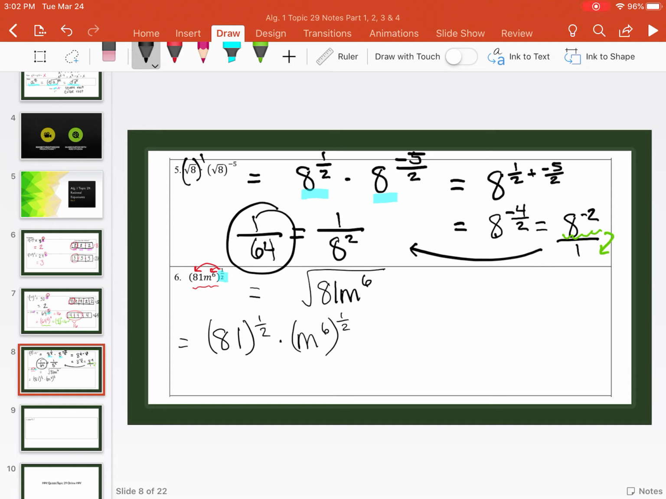Now 81 to the 1/2. We can use a chocolate bar if you would like. That means a number times itself gets us 81, which we know is 9. We only want one of them. So 9 is going to be our coefficient. Now here, when we have a power raised to a power with our variable m, that means we need to multiply the exponents. So 6 times 1/2. This can really be 6/1, if that helps make it a little bit easier. Half of 6, or 6 times 1/2, is m to the 3rd. And that is your final answer.